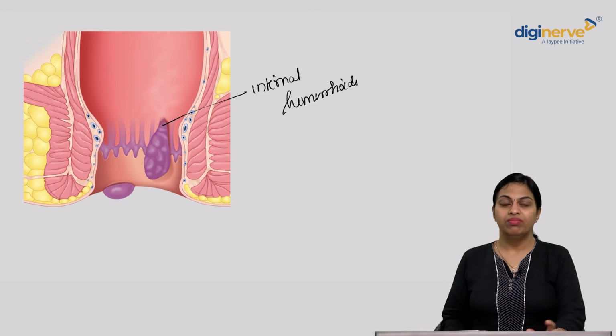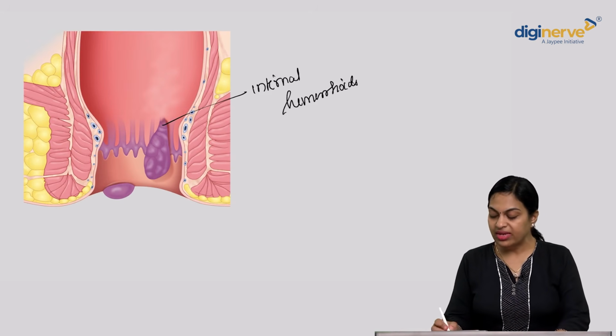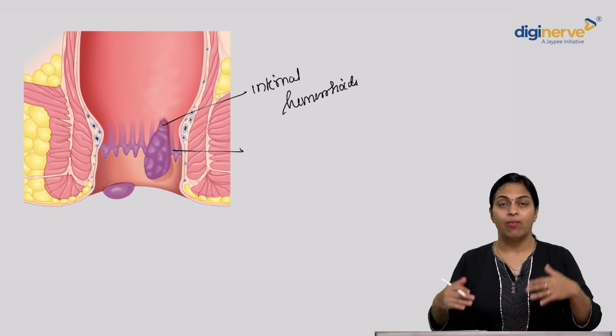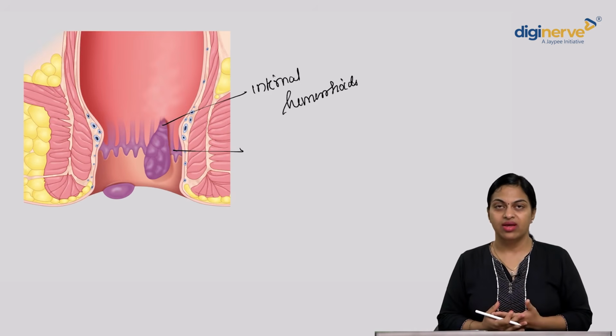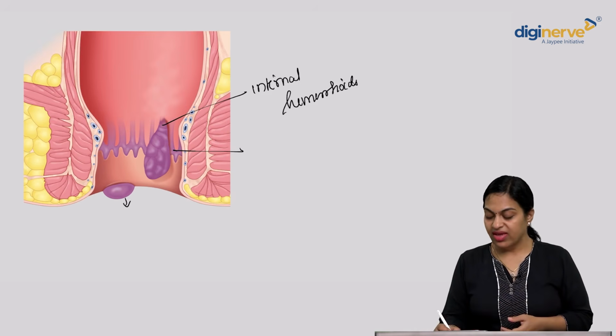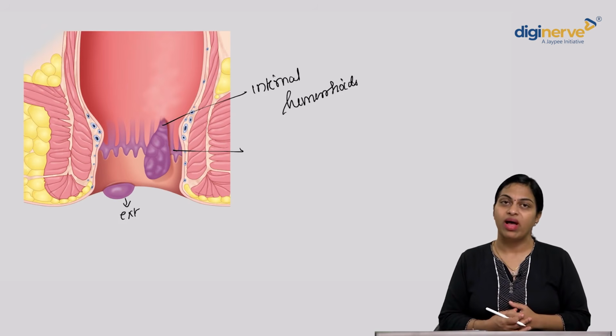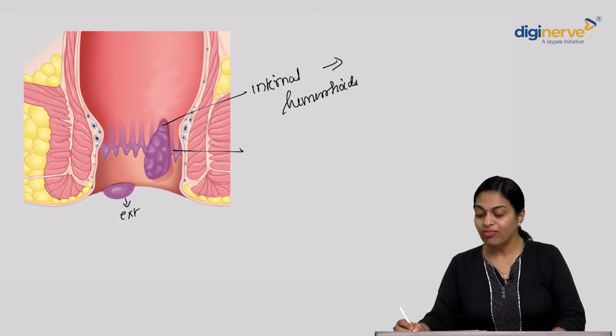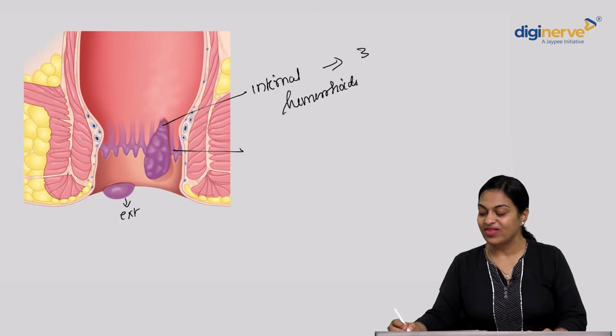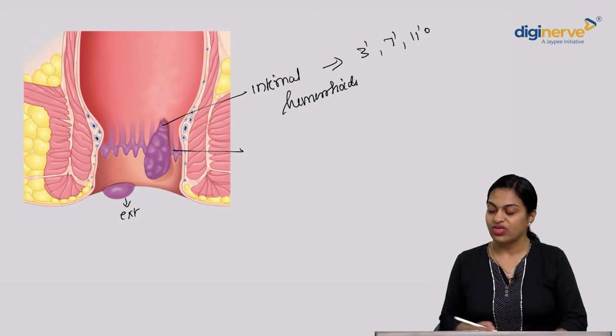They can also bleed profusely. The internal hemorrhoids are seen above the pectinate line, okay, and they are painless. The external hemorrhoids are seen below the pectinate line. They are painful because that area is innervated by the somatic nerves. The common positions of internal hemorrhoids, yes, you can tell me: 3 o'clock, 7 o'clock and the 11 o'clock position.